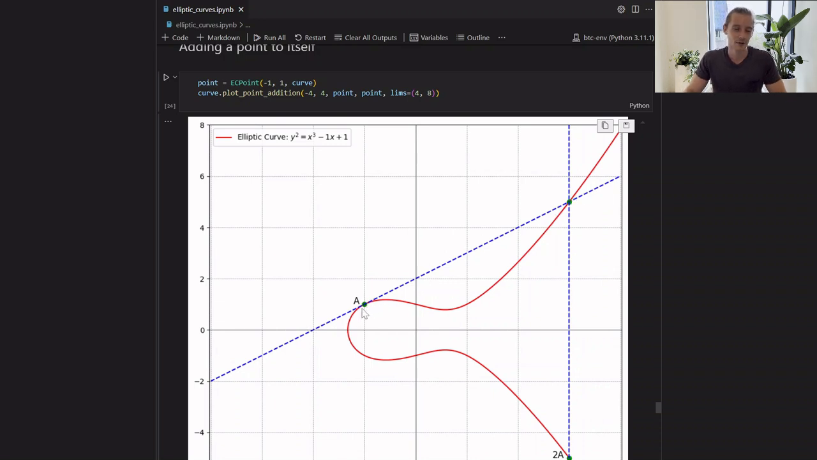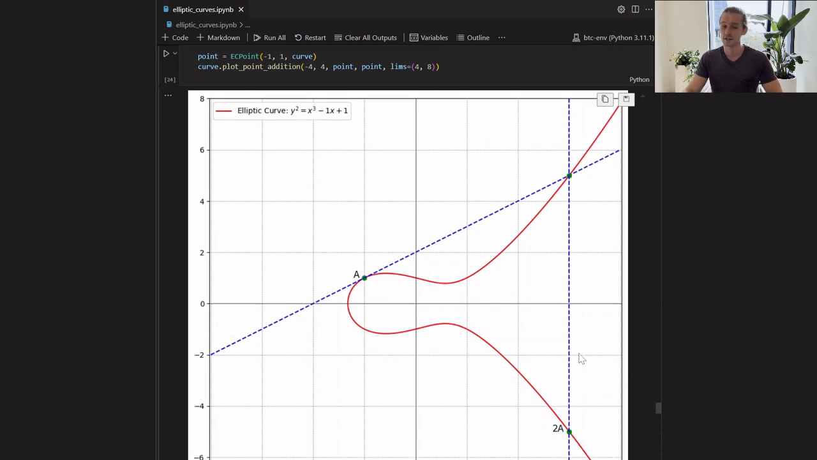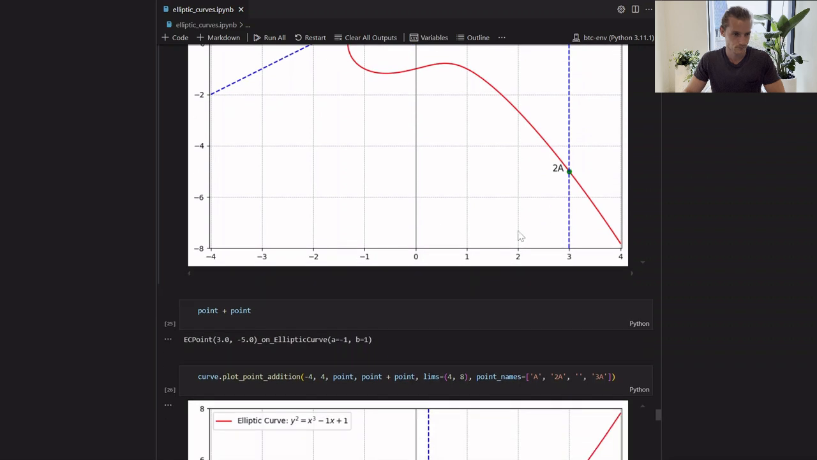So basically, if you add 2 points that are the same point, it's kind of like you still put a straight line at that point. And as we talked about previously, as long as this straight line is not perfectly vertical, it's mathematically guaranteed to intersect a 3rd time, or in this case a 2nd time, depending on how you want to look at it. And then we reflect over the x-axis again and get 2a down here. So if we add the point a to itself, the result will be down here.